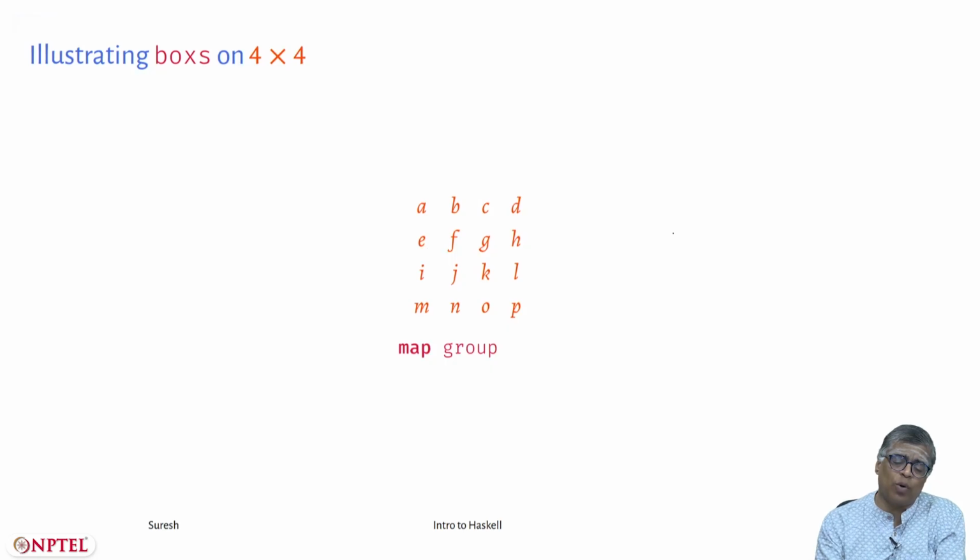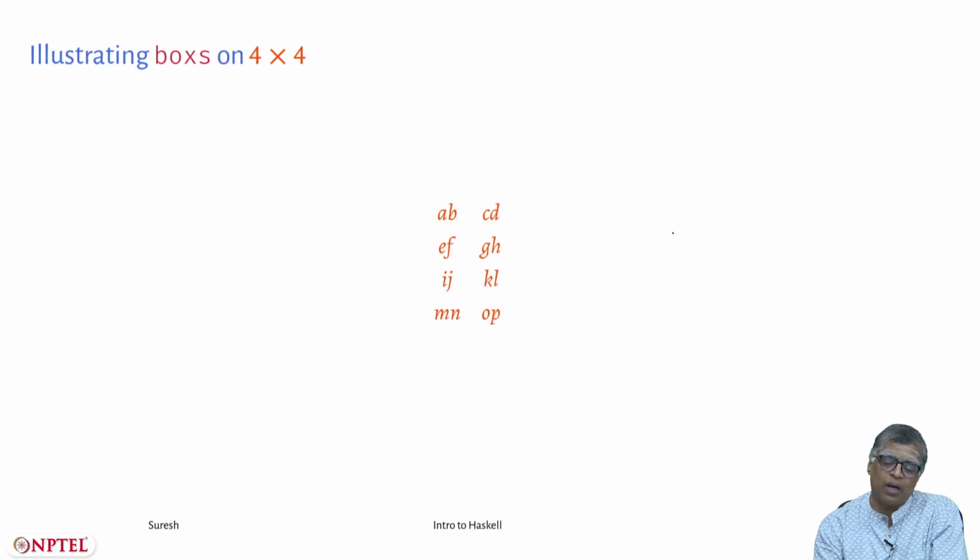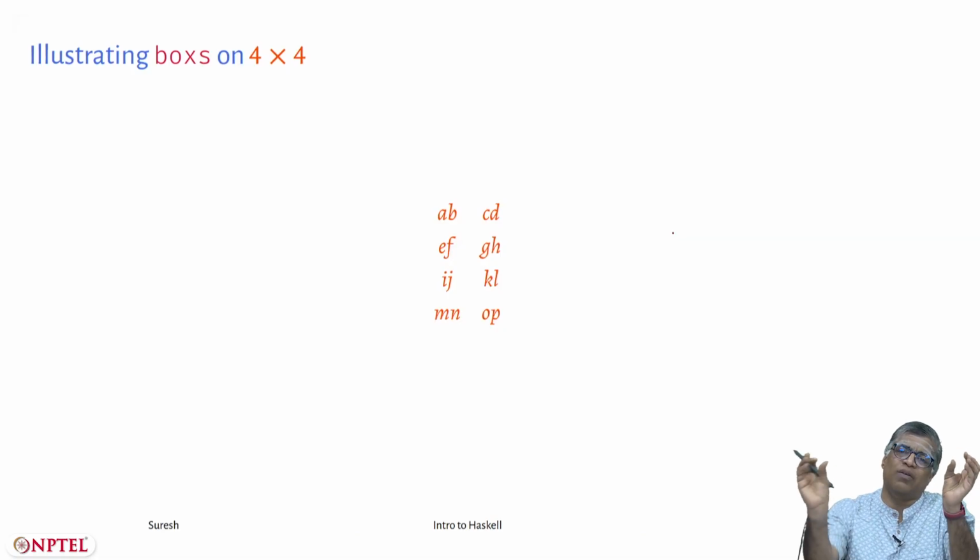I first do a map group. So, it will go into each row and map it according to groups. Now, earlier in the 9 by 9 case, the groups would group it into lists of size 3 each. Now, it will group it into lists of size 2 each. Okay. So, I will go and do that. AB will become 1, CD will become 1, EF, GH. So, those will be sublists, IJ, KL, MN, OP.